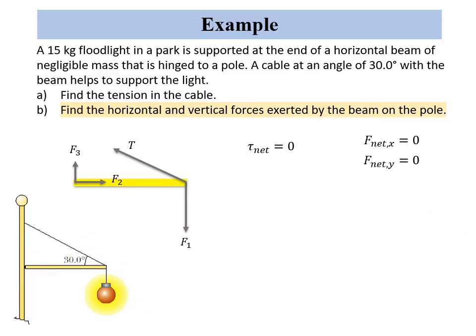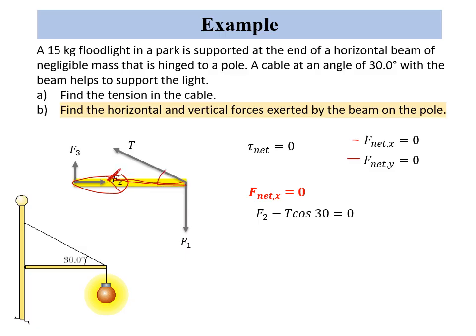To answer part B, we are looking to find out what F2 and F3 are. So we're going to use the first condition of equilibrium, which is F net in the x direction is equal to 0, F net in the y direction is equal to 0. So we'll start with the x. In the x direction, I have F2 that is pointing to the right, which is positive. But then I have this component of the tension that is pointing to the left.